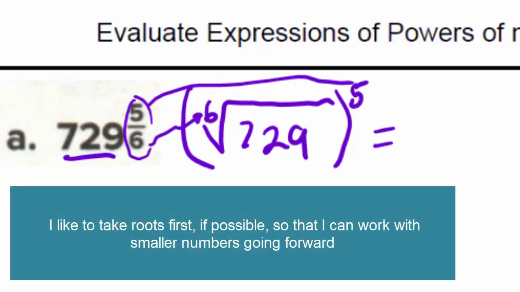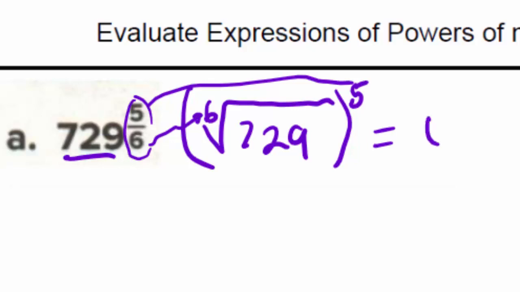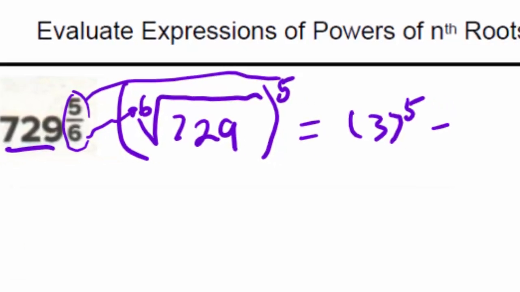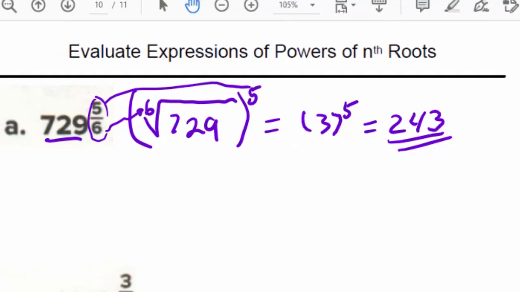So let's go ahead and simplify. The 6th root of 729 is 3. Then I have 3 raised to the 5th power, and 3 to the 5th power is going to end up being 243. And you can see that this number is smaller than the number we started with.